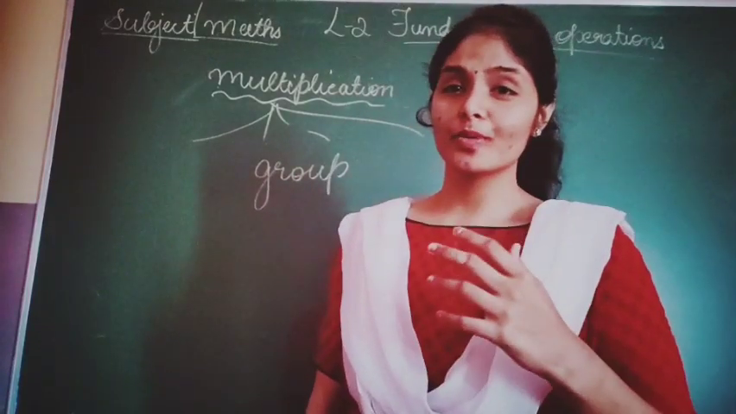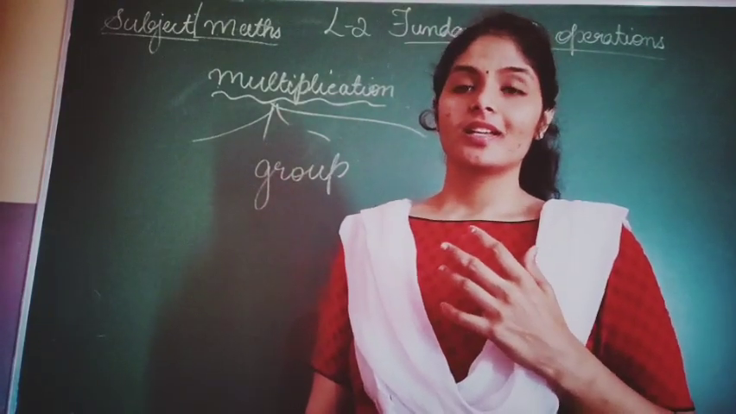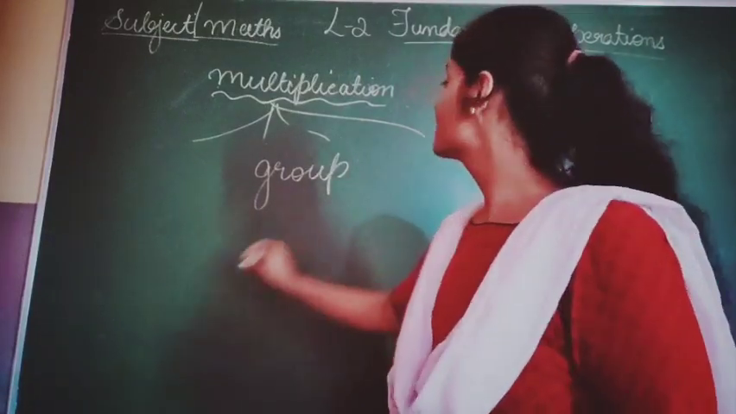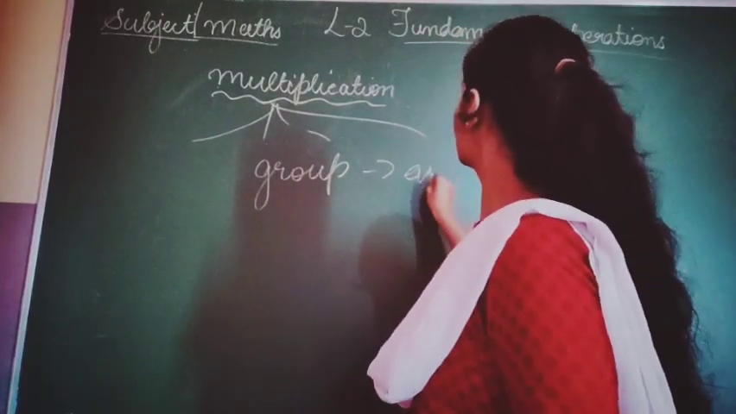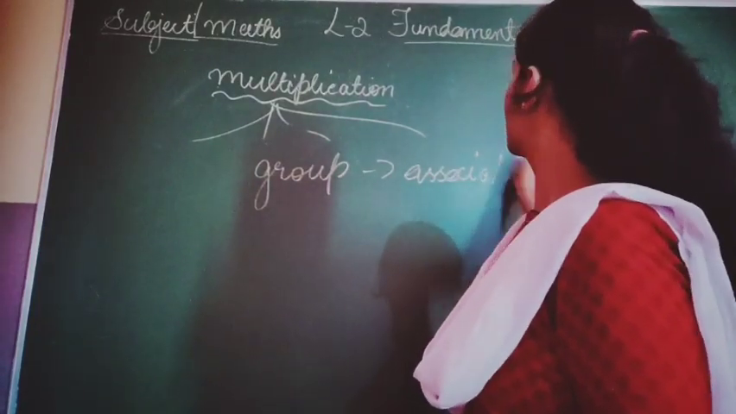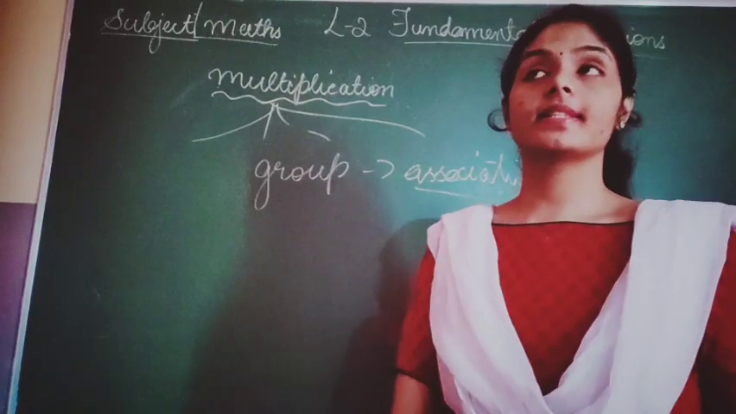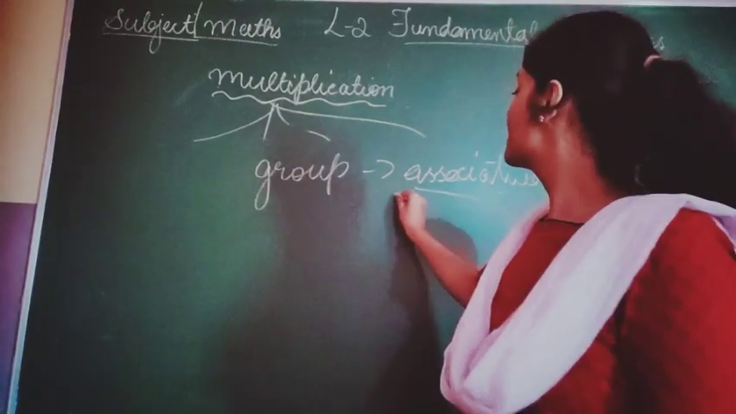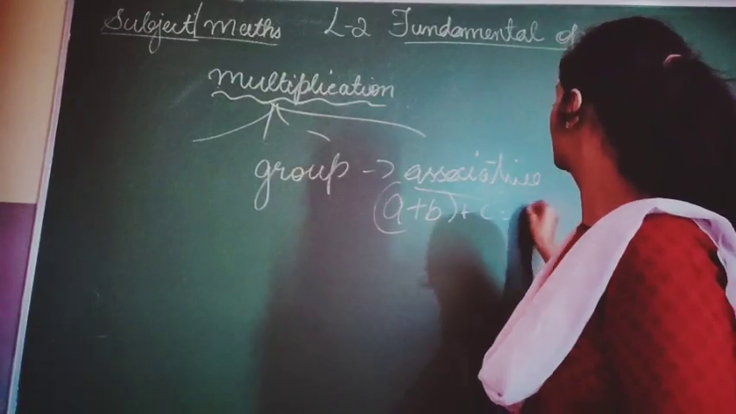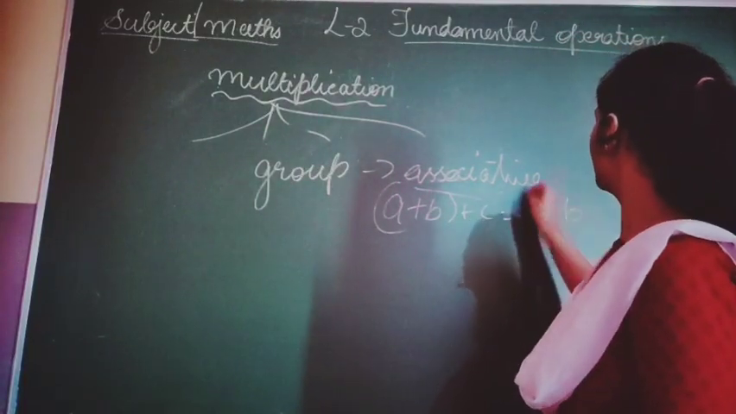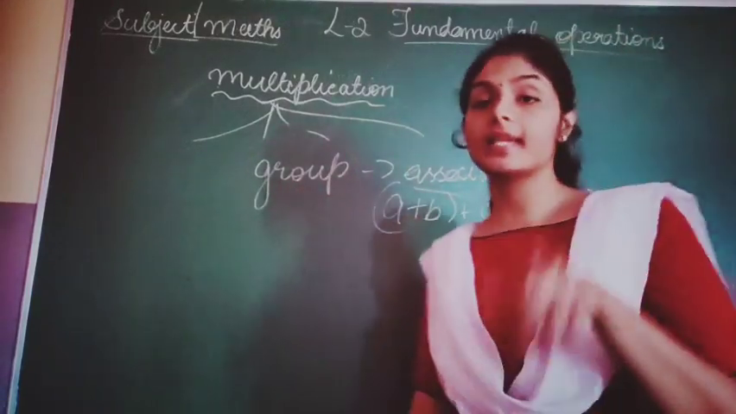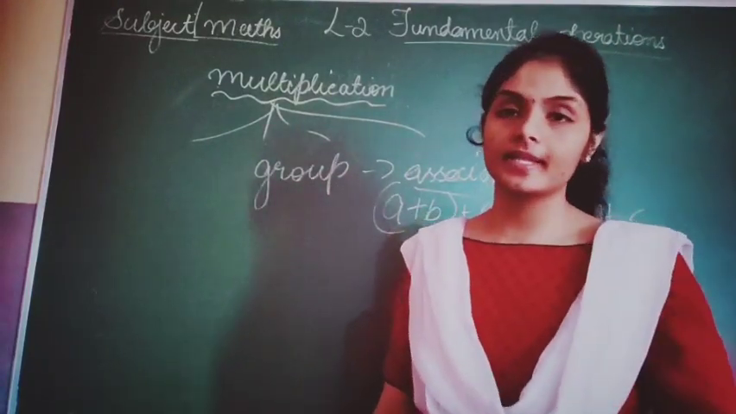Something will come, no? Something about groups. Can you just remember the associative property? Yes, in the associative property, you have something like this: (A + B) + C is equal to A + (B + C). Correct, no?